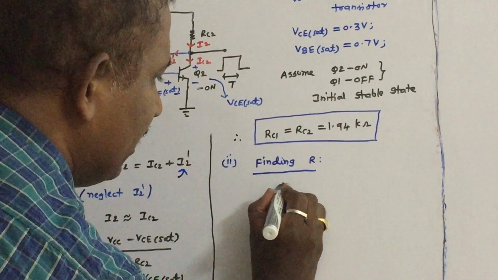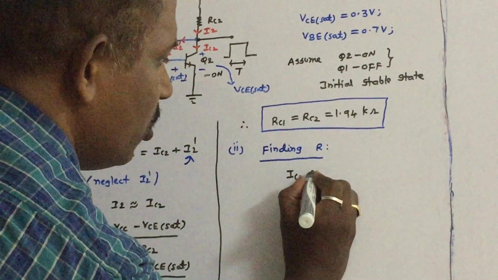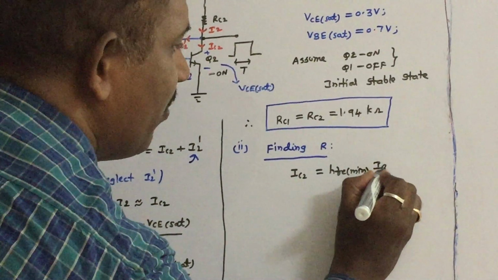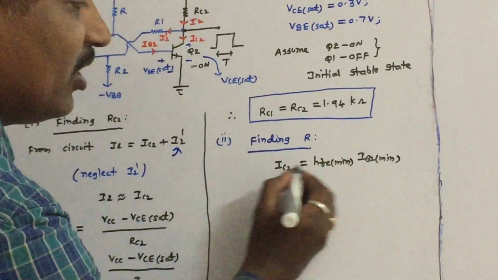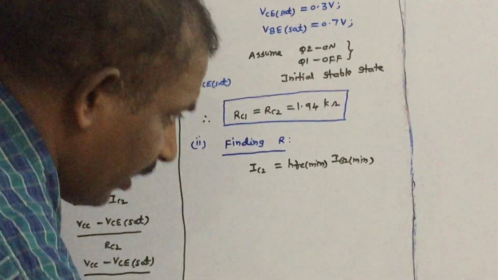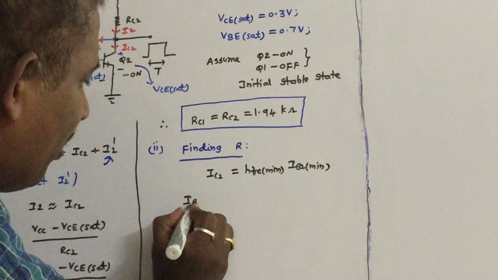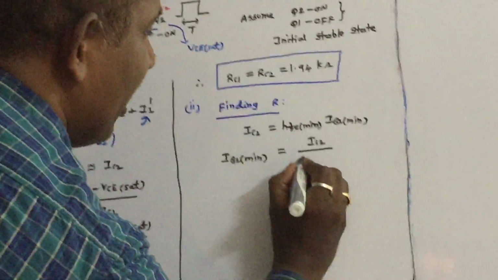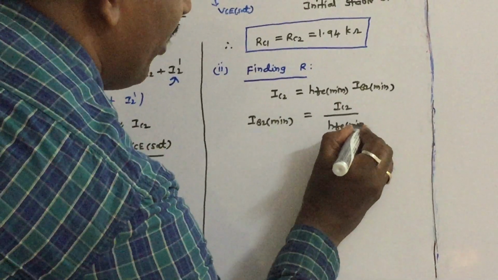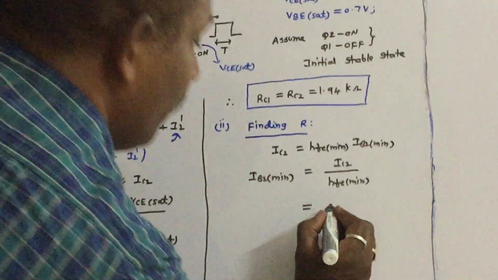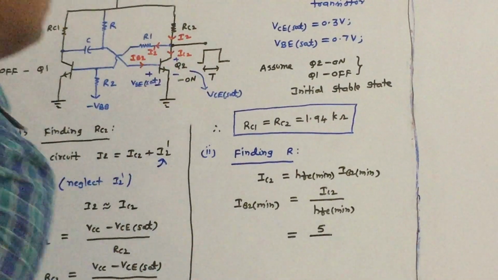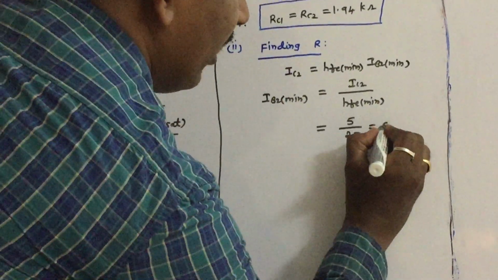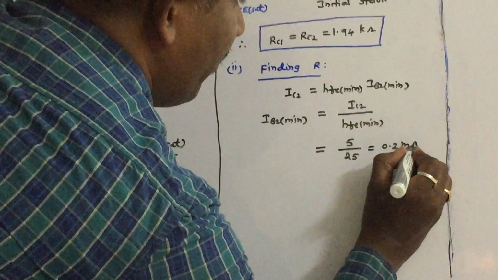What is it? You know the relation IC2 is equal to HFE minimum into IB2 minimum. This is the relation IC is equal to beta times IB from EDC knowledge. So what is IB2 minimum? IB2 minimum is equal to IC2 by HFE minimum. What is IC2? It is given as 5 milliamperes, divided by HFE, which for the problem is given as 25. 5 by 25, that is 0.2 milliamperes.